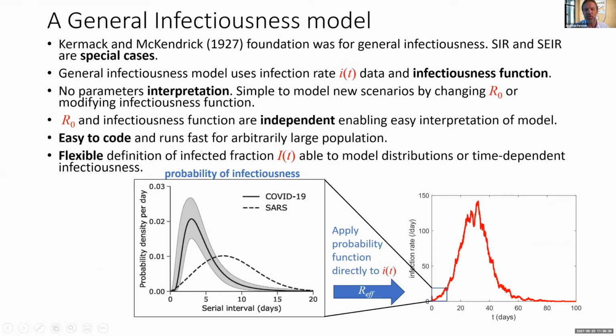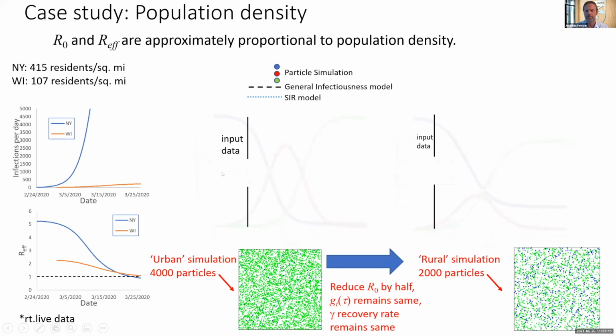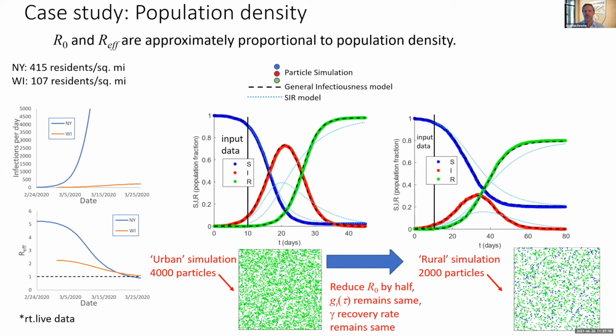And this model uses that probability of infectiousness function directly to the infection rate data to predict the future. And we found that it worked better than the SEIR and SEIR models did in all the cases that we have investigated. And if we go and compare those results, again, we can see for our population density simulations, it does a significantly better job, and it adapted to those changes. Notice, by the way, that the number of infections here is actually much lower for the rural simulation than the urban one. And again, also for our population fractions.